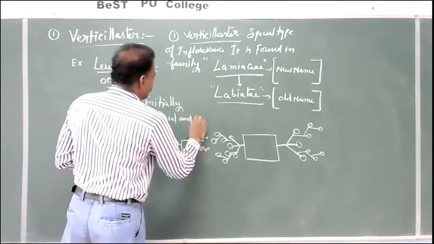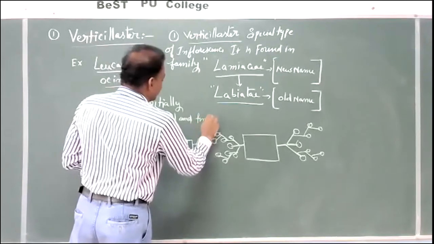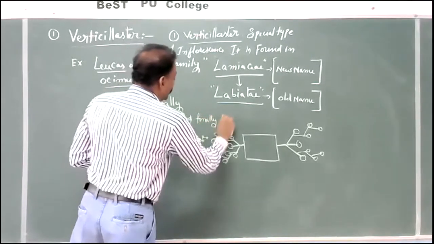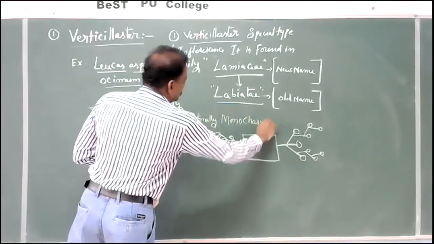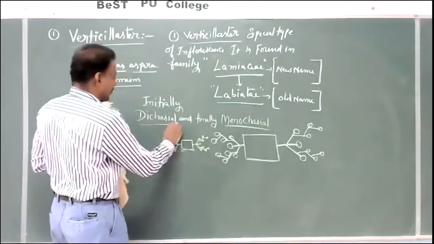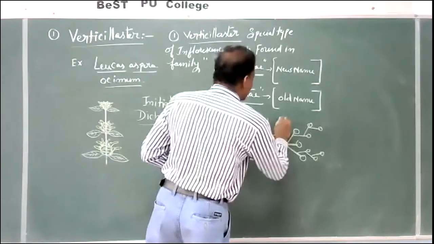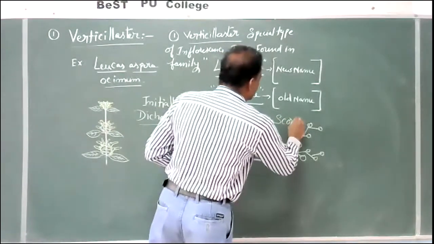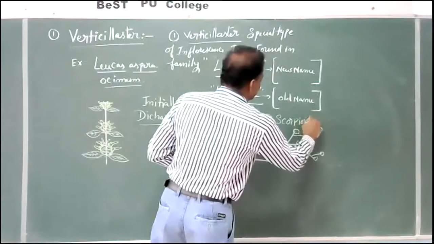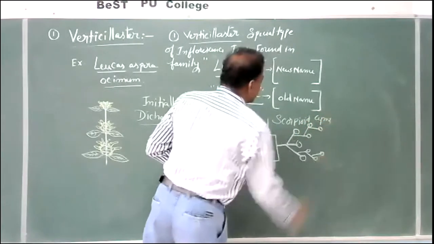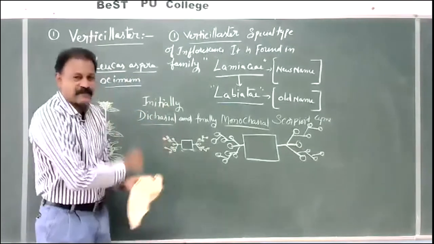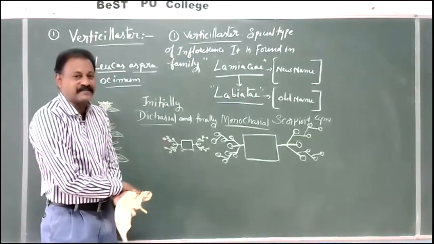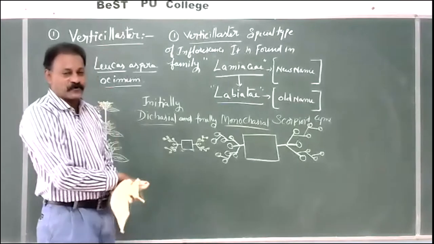and finally monochasial: dichasial, monochasial, scorpioid cyme. So why is it special? It is special because of this type of opening of flowers and this type of arrangement, both dichasial and monochasial.